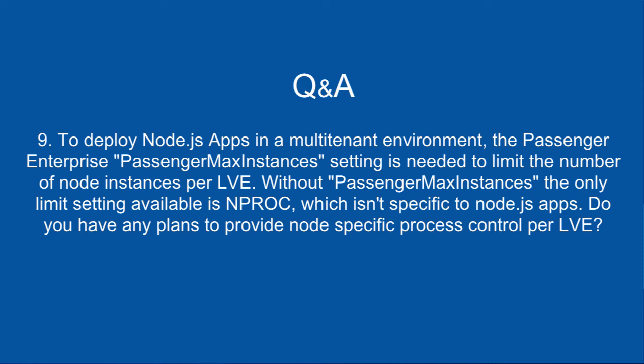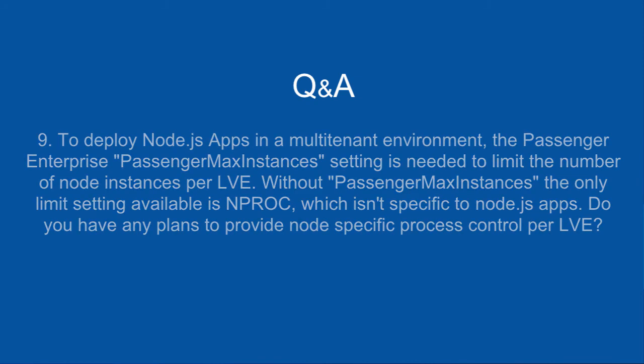To deploy a Node.js application in a multi-tenant environment, the Passenger Enterprise PassengerMaxInstances setting is needed to limit the number of Node instances per LVE. Without PassengerMaxInstances, the only limit setting is nproc, which isn't specific to Node.js. Do you have any plans to provide Node-specific process control per LVE? We haven't seen the need yet. We can do it once the need arrives, but as of today, we haven't heard anyone asking for it. Well, now we have one request.